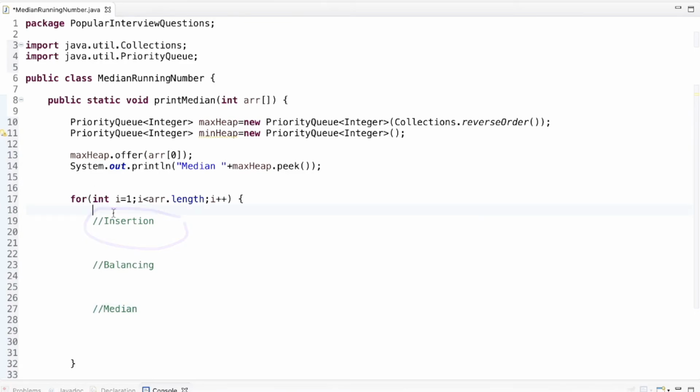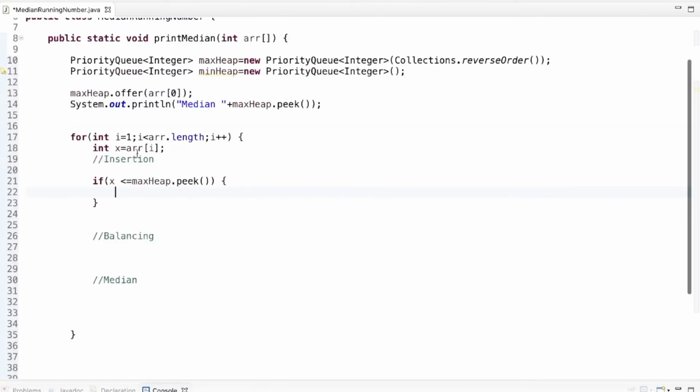Let's consider that the number we have encountered is x. We have to determine whether x will go into our min heap or into our max heap. So here we will check this condition. If the value of x is less than the max heap's root, which means that the element x will also go within the max heap. Otherwise, it will go into our min heap.